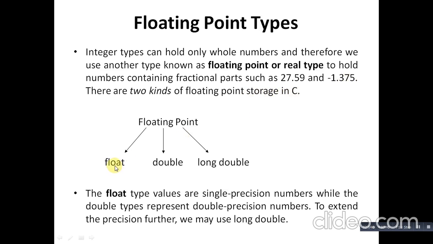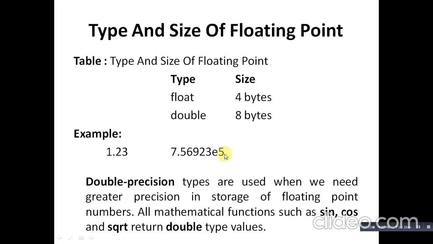There are two kinds of floating point storage in C. We can go for float or double. In double, we can have the long double also. The float type values are single precision numbers, while the double type represents double precision numbers. To extend the precision further, we may use the long double. The type and size of floating point.